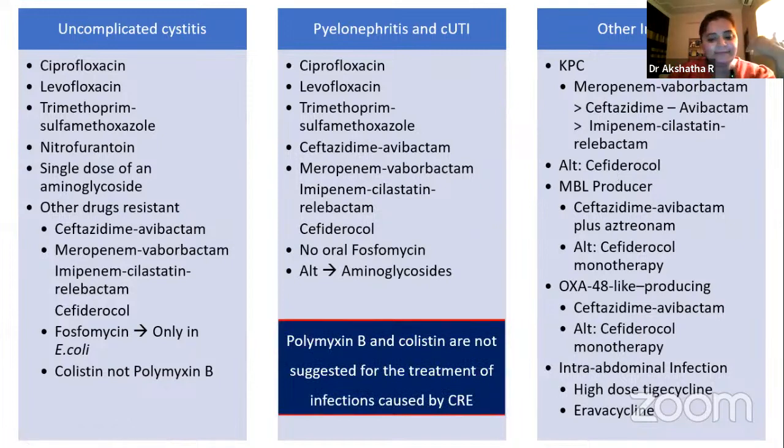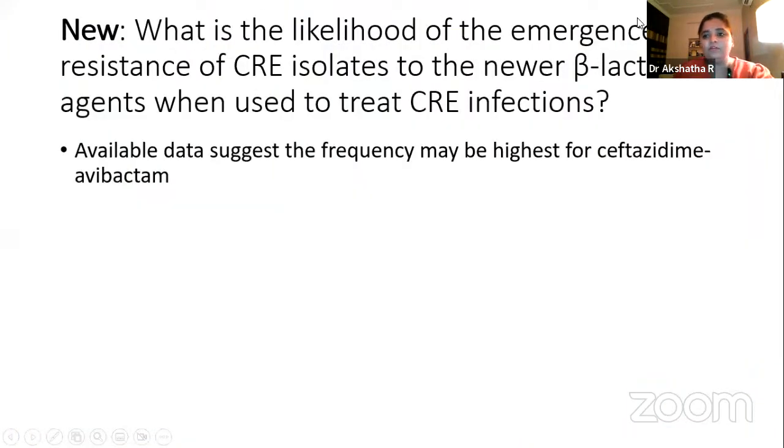What is the role of polymyxin B and colistin? The guidance has retained the previous stand that polymyxin and colistin are not suggested for the treatment of infections caused by CRE. So what is the likelihood of emergence of resistance in CRE if you are using the newer BL/BLI? This is something new they have added in this.